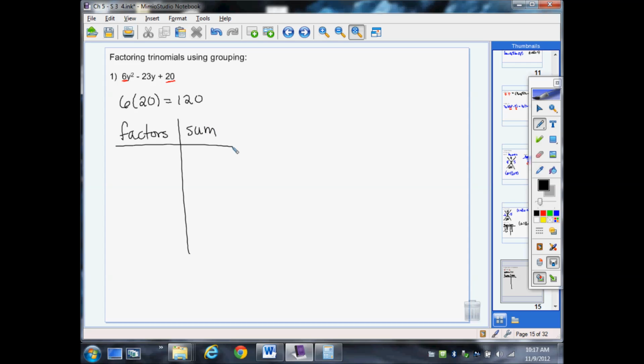Okay, so factors of 120, well, the fastest ones that come to my head are 12 and 10. They're going to need to both be negative because my product is positive, but my sum is negative, so that gives me negative 22. Close. Not there yet. I can go, well, 6 and 20, but that won't work because that'll give me 26. I can take a 2 away from the 10 and multiply it by the 12. And that would give me 24 and negative 5. That's negative 29. That's not going to work.